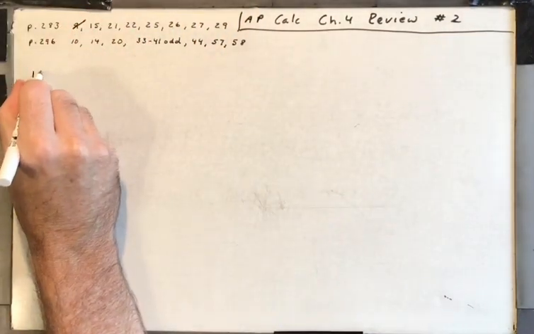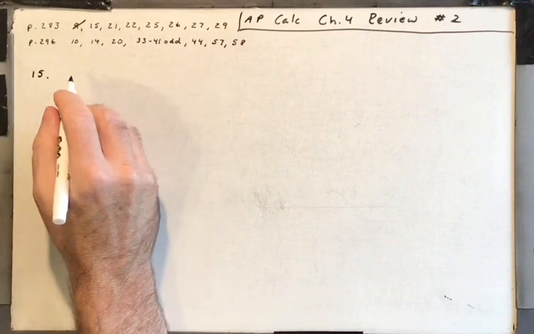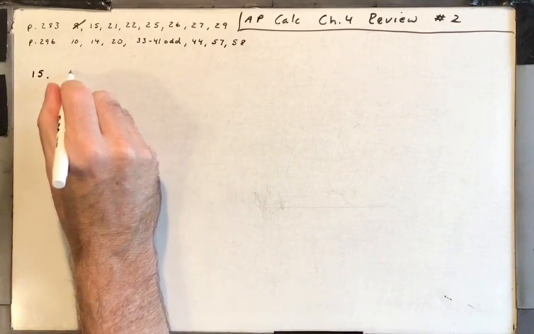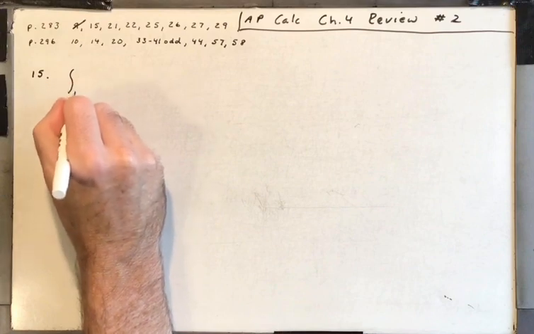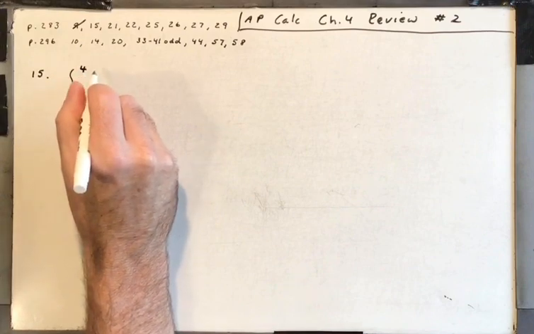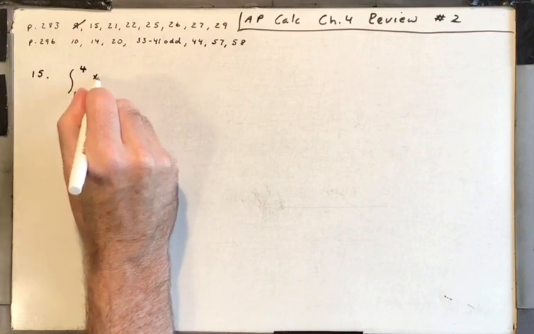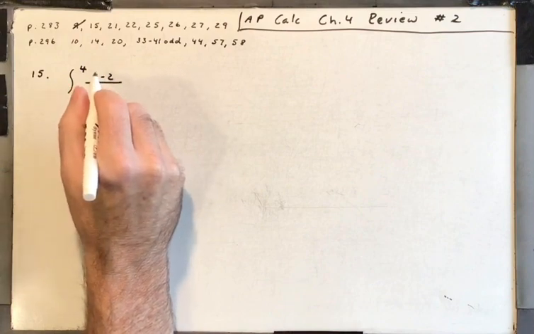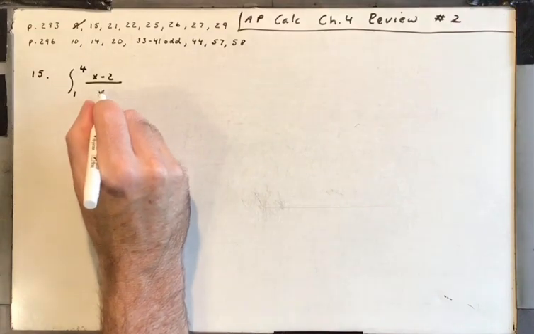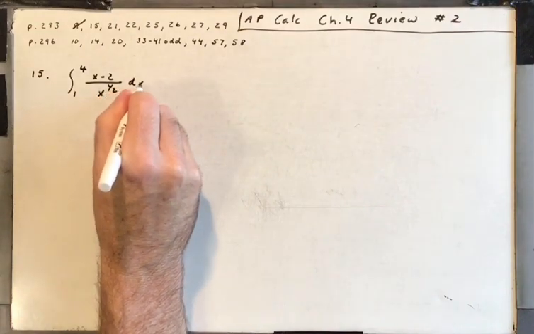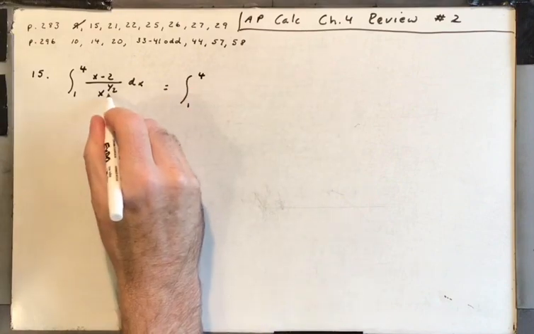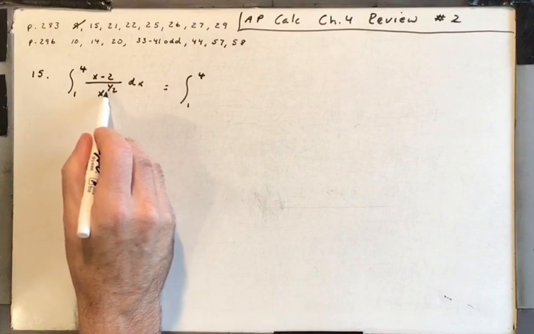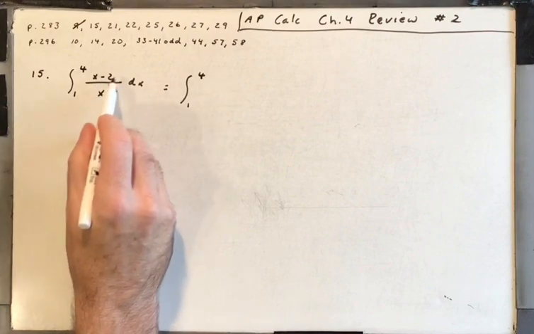Number 15. Again, we're on page 283. 15, from 1 to 4. All right, now it uses a u. I'm going to use an x. I'm going to replace that u with an x. So x minus 2 over, it says the square root of u. We're going to go ahead and say that's to the 1/2. So let's rewrite this as 1 to 4. X to the 1/2. See, when you've got one thing in the denominator, you don't want to try u substitution. Just divide it into each one.